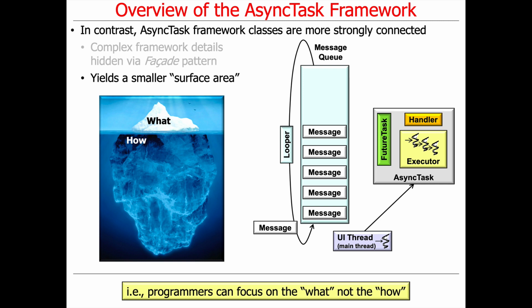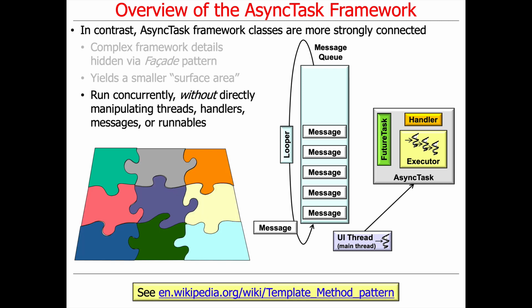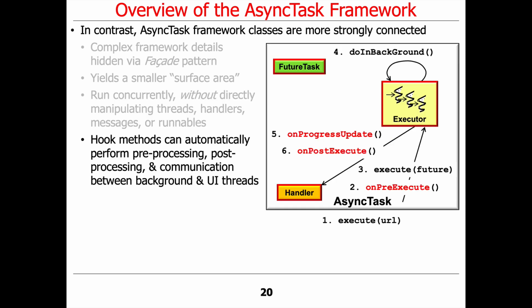This is that classic abstraction metaphor I like to use, where you only have to see the tip of the iceberg and all the complexity is covered underneath the surface. As a consequence, it's possible to run various tasks concurrently without requiring the application developers to directly manipulate threads, handlers, messages, or runnables, unlike the Hammer framework, where you have to explicitly deal with those various kinds of entities as first-class citizens in the abstraction.